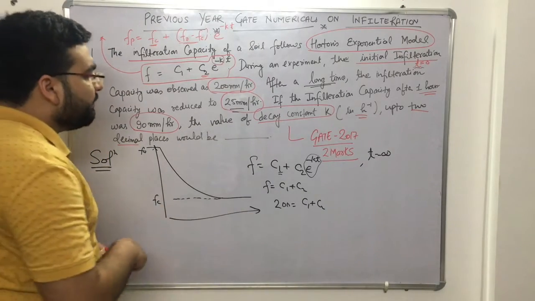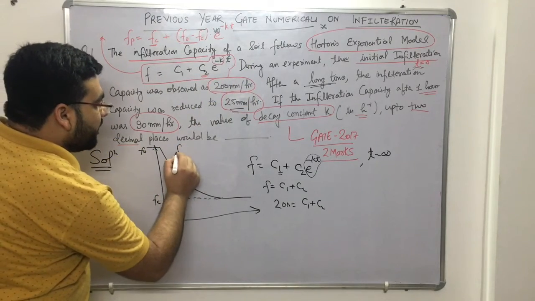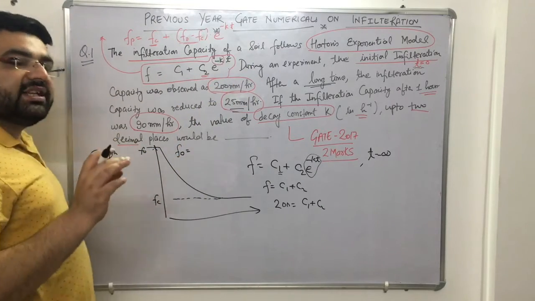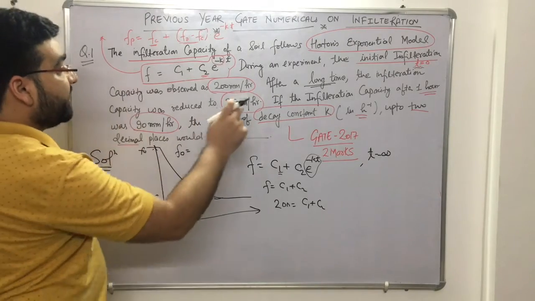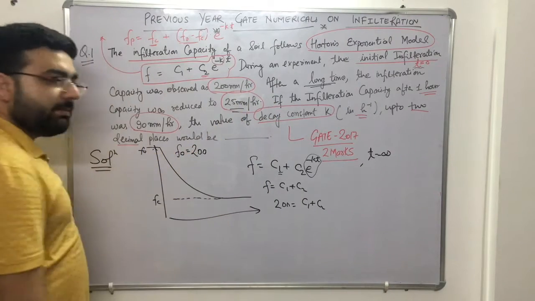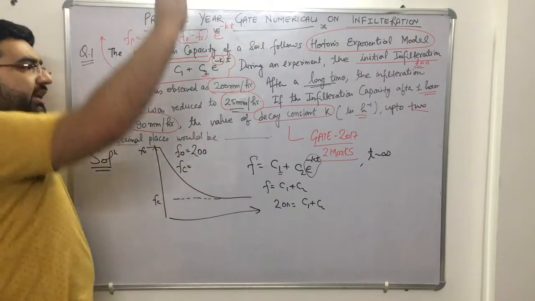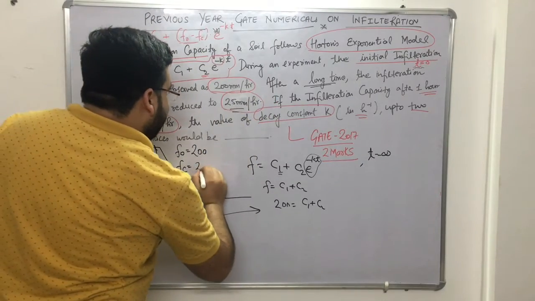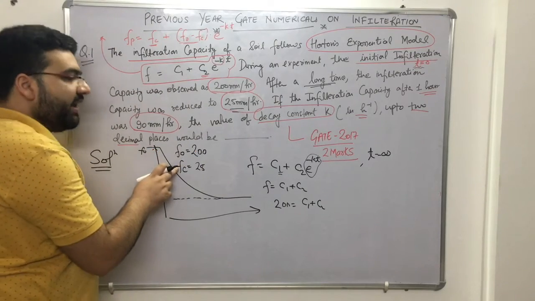This question is very simple. Just by looking at the question, I can say that F naught is the infiltration capacity at time T is equals to 0. That is the maximum infiltration capacity. Now this is 200 mm per hour. Fc is the steady state after a long time. So how much is it? 25 mm per hour. Clear? So I know the value of F naught and I know the value of Fc.